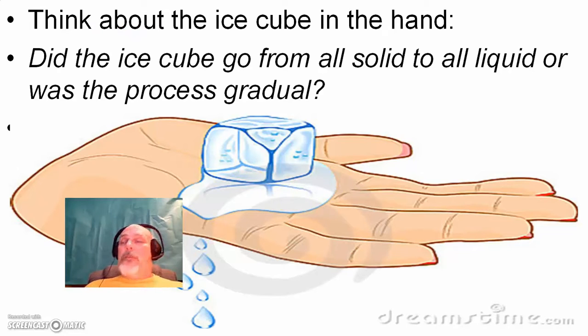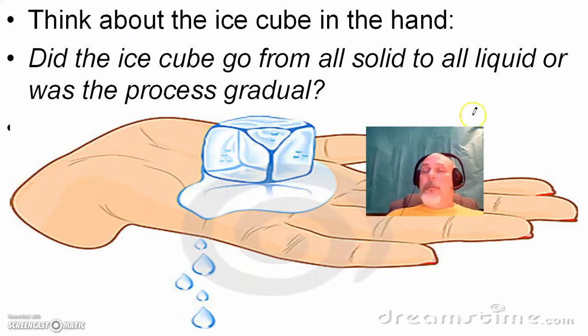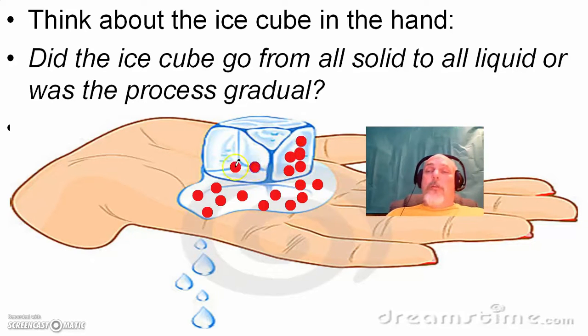And if I go back to think about our ice cube in the hand, did the ice cube go from all solid to all liquid, or was the process gradual? Just look at this picture right now. You can see that there are some particles of water in liquid form, and there are some particles of water in solid form.